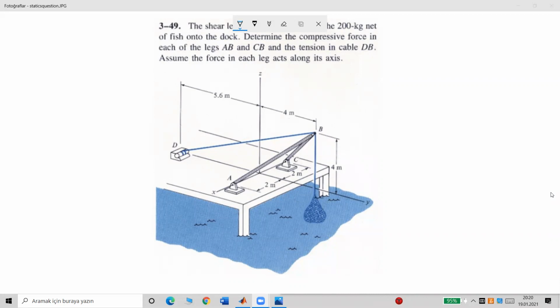Today I will show you how to solve 3D equilibrium questions by using MATLAB software. So let's get started.